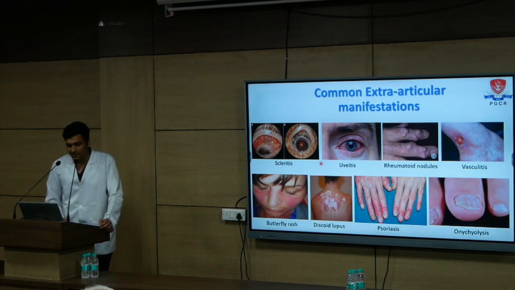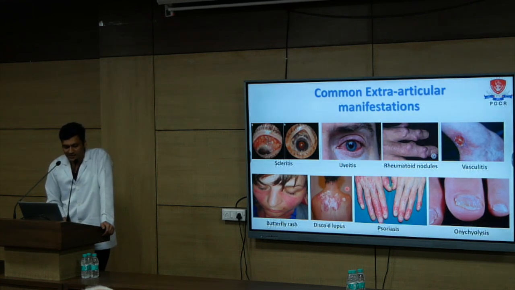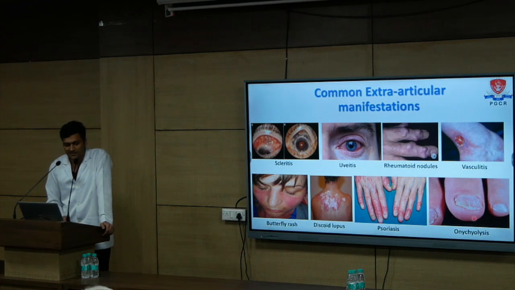Some other common extra-articular manifestations are scleritis, which is common in RA, and uveitis, which can be seen in psoriatic arthritis. There are rheumatoid nodules and vasculitis also seen in rheumatoid arthritis. Discoid lupus and butterfly rash can be seen in SLE. These are the changes, such as psoriasis and onycholysis, seen in psoriatic arthritis.